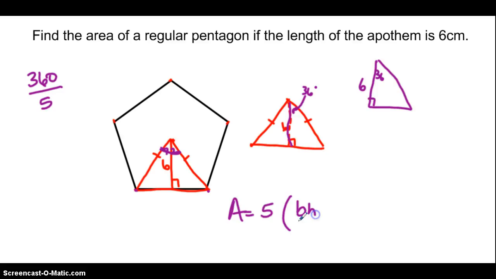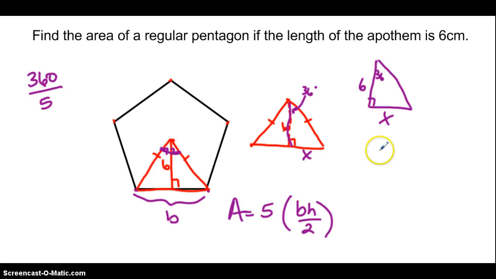So I'm going to say 5 times base times height over 2. Instead of having to memorize the formula for area of a regular polygon, I'll just use this, right? So this whole thing is the base, and the height is actually already given as 6, because the height is the apothem. So what I need to do is find this value right there, which would translate to right there on my isosceles triangle.